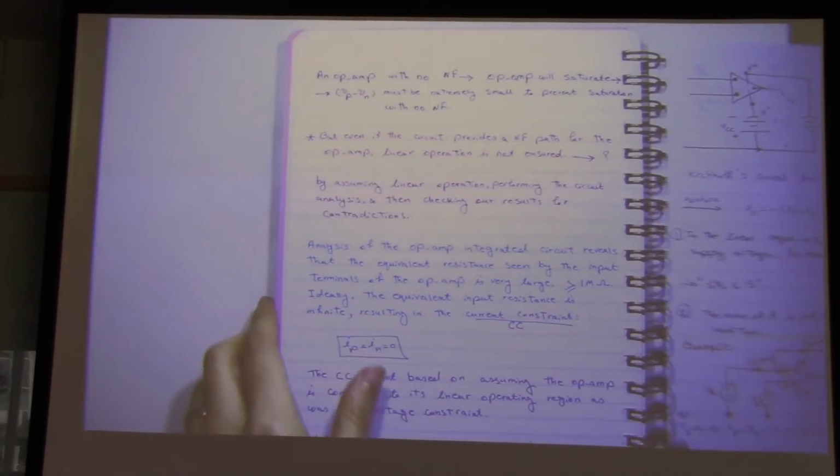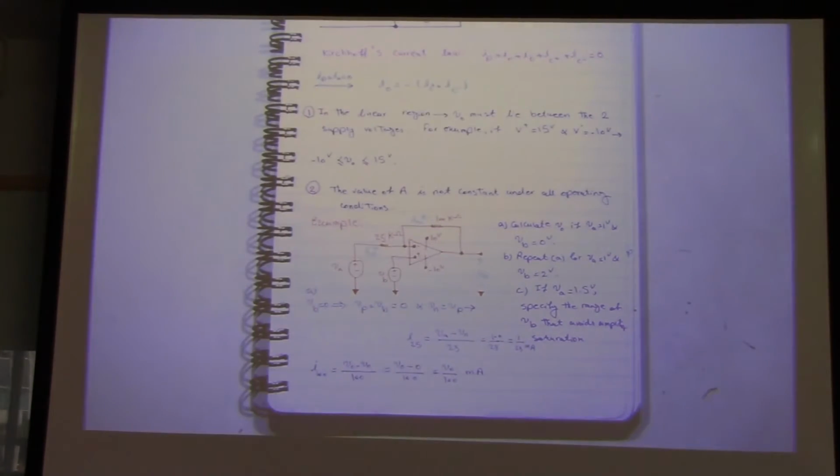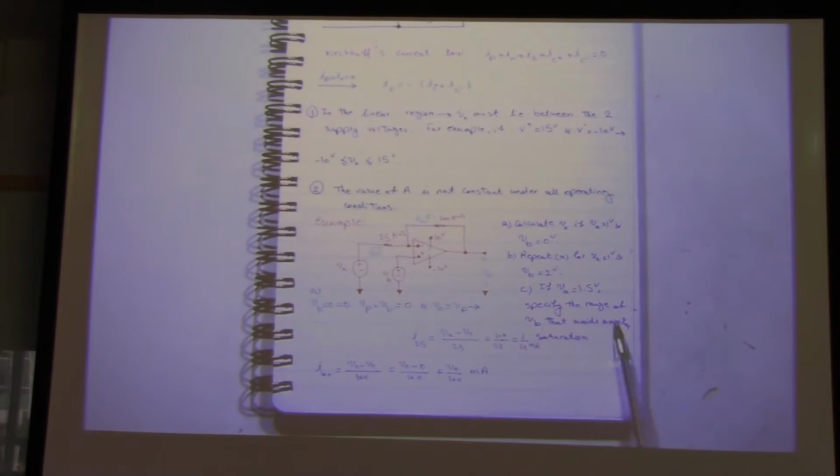And for part C, if VA is 1.5, you need to find the range of VB that avoids amplifier saturation.